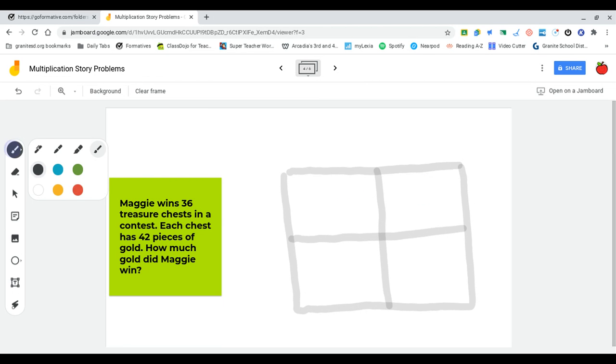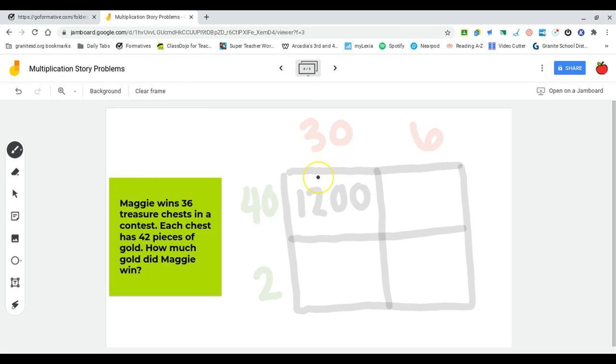Now I'm going to use expanded form. 36 is 30 plus 6. And on the other side, 42 is 40 plus 2. And now I can solve. My first box, I'm going to leave off the zeros and do 4 times 3, which is 12. Add those 2 zeros back on. My next box is 30 times 2. Leave off the 0, so 3 times 2 is 6 plus 1 0. My next box is 40 times 6. 6 times 4 is 24 with that 1 0 added back on.